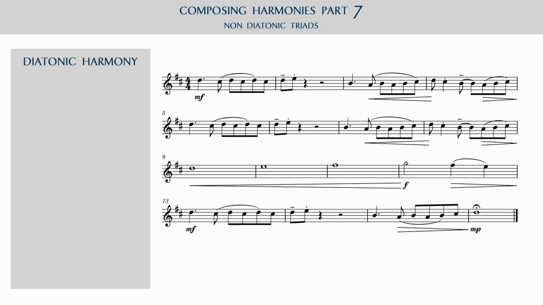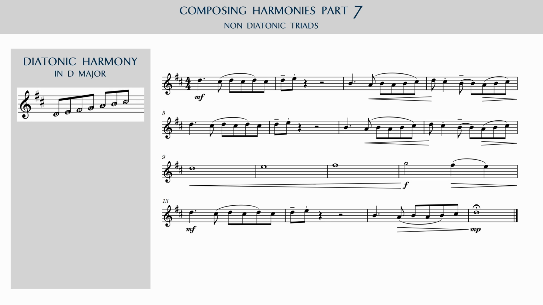For every diatonic collection, whether we're in C major or F sharp minor, or in this case D major, there are always 7 diatonic chords, one starting on each letter name. So in the case of C major, there are diatonic chords starting on C, D, E, F, G, A, and B. And in this case, there will be chords starting on each note of the D major scale. So one on D, E, F sharp, G, A, B, and C sharp.